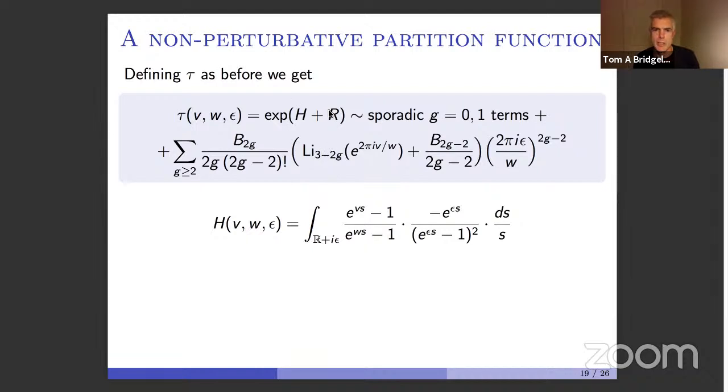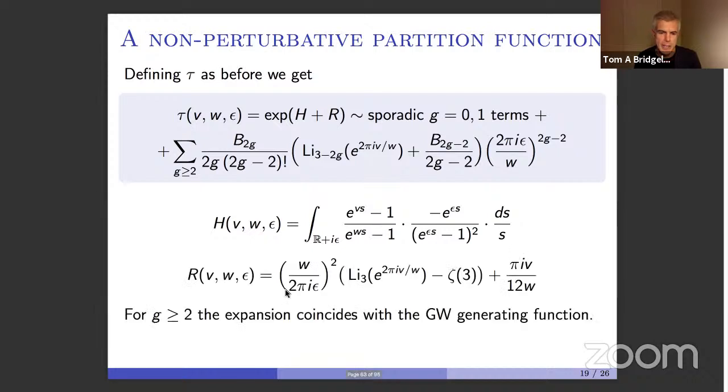So if you wanted to write a grant application, you could call this a non-perturbative partition function, right? Because it's a genuine function whose asymptotic expansion is the usual partition function considered as a formal series in the string coupling. So epsilon here is playing the role of the string coupling, basically. So this is the function, and then you have to mess with it a little bit just in the low genus terms.